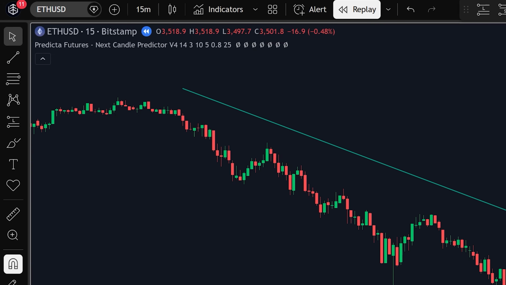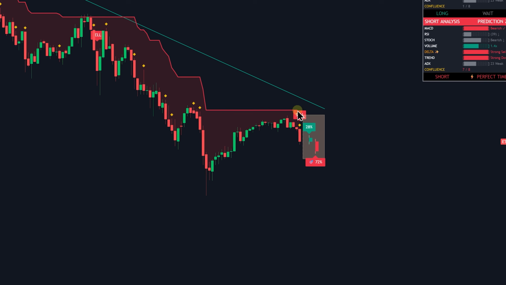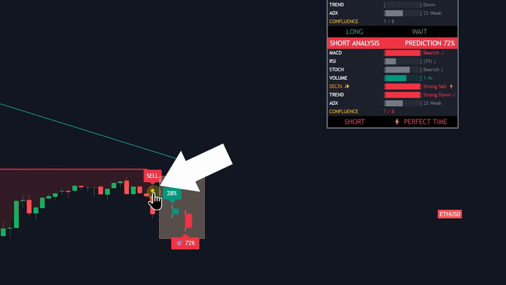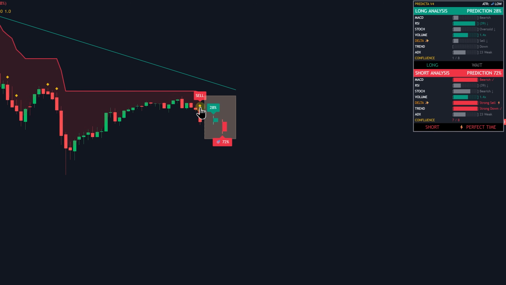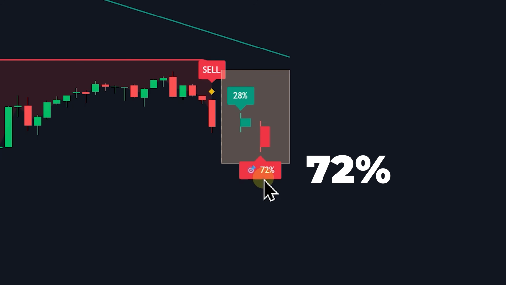The second condition is that we want to have a sell signal printed by the indicator. The third condition is to have a perfect time sell signal. This is basically the yellow diamond marker, and it should be printed either on the sell signal candle itself or up to 5 candles before or after the sell signal. In this case, we had the yellow diamond marker right on the sell signal candle itself, so the condition is met. Now, as a final double check, we can look at the prediction percentage itself. Here it shows a 72% probability that the next candle is going to be bearish.